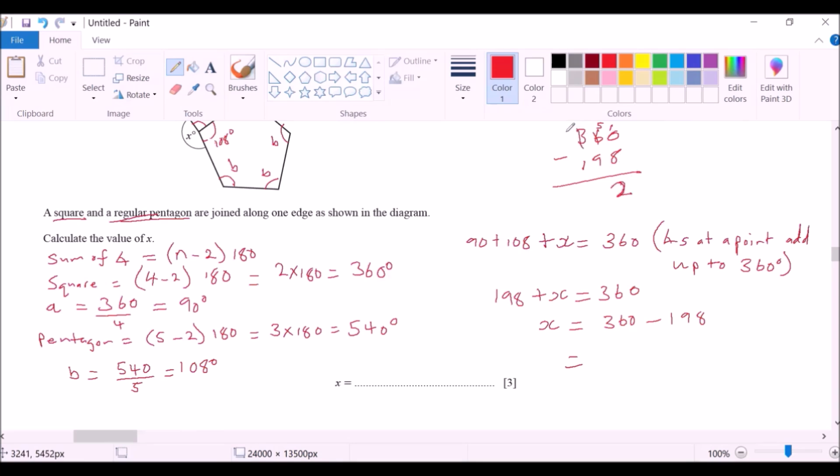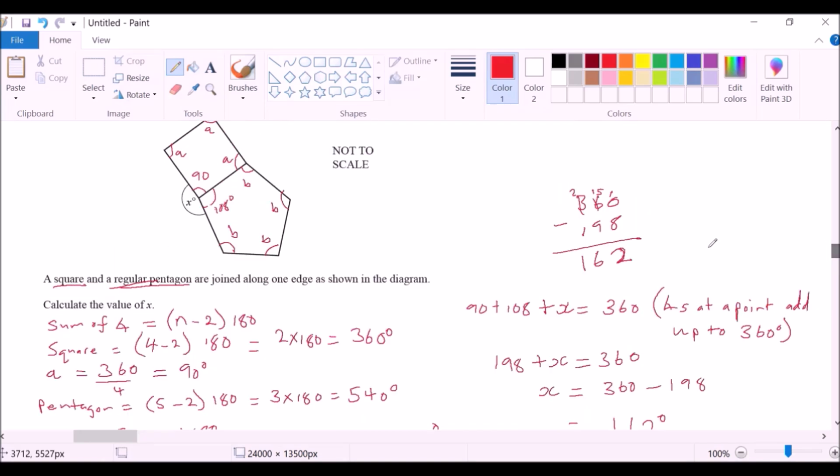5 minus 9, we borrow there. This becomes 2. This becomes 15. 15 minus 9 is 6. 2 minus 1 is 1. So we have 162 degrees there. 162 degrees is our answer.